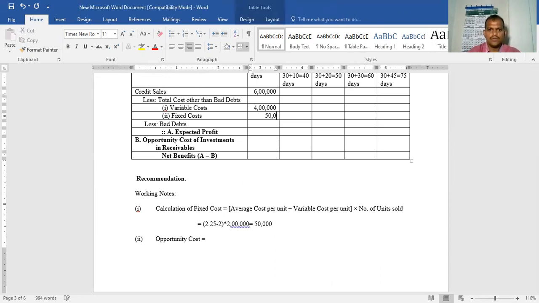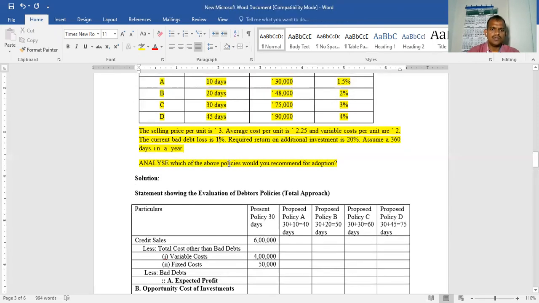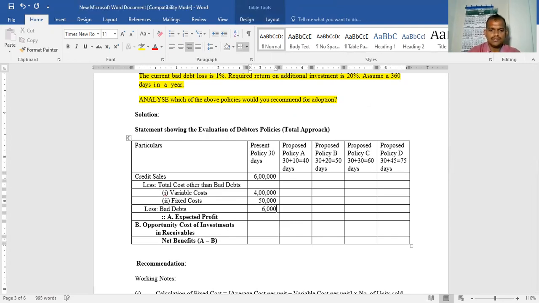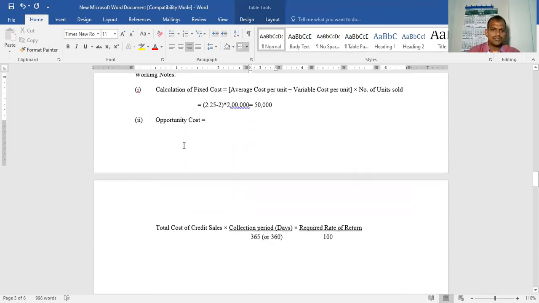Fixed cost is 50,000. So bad debts percentage is 1% on sales. So 1% on 6 lakhs, 6,000 will be the bad debts. So expected profit. So 6 lakhs minus 4 lakh 56,000, 1 lakh 44,000. So opportunity cost of investments in receivables. So opportunity cost.